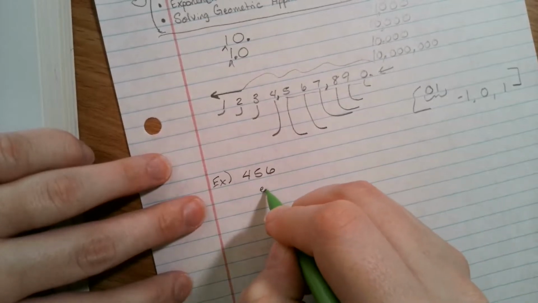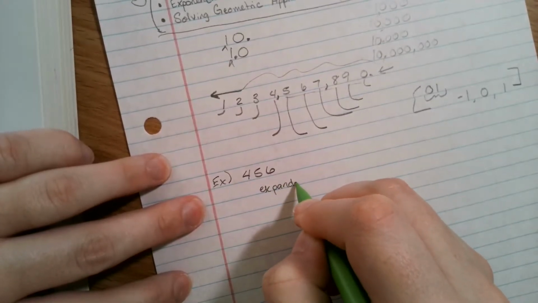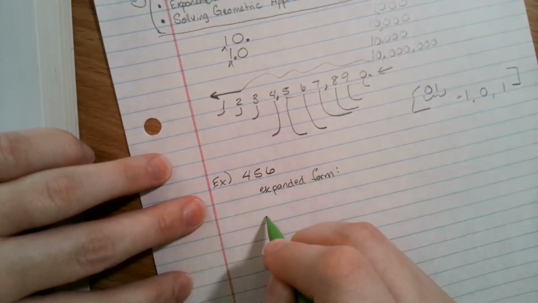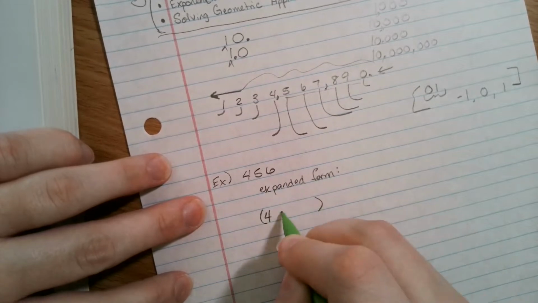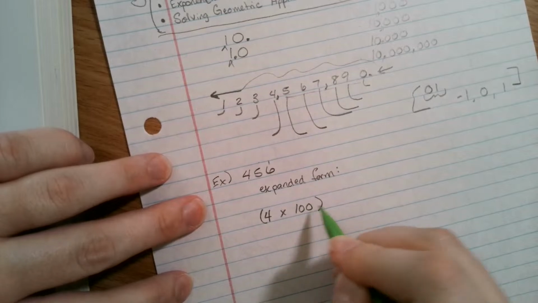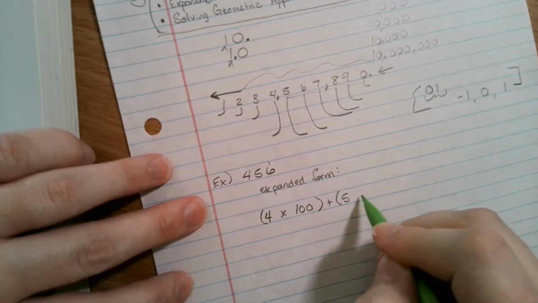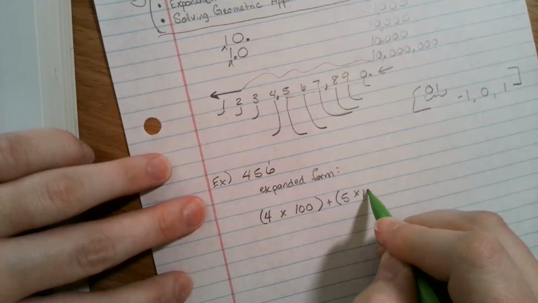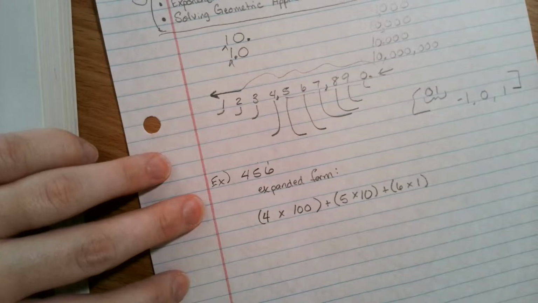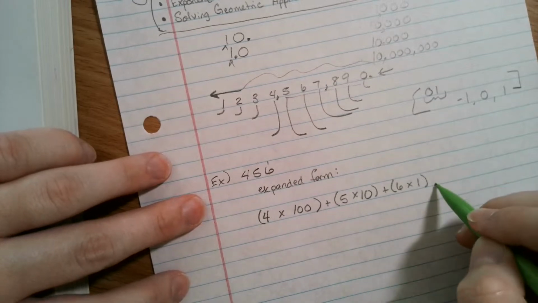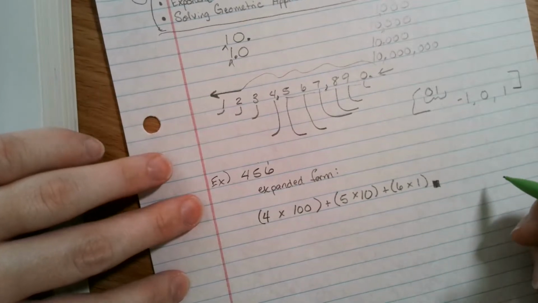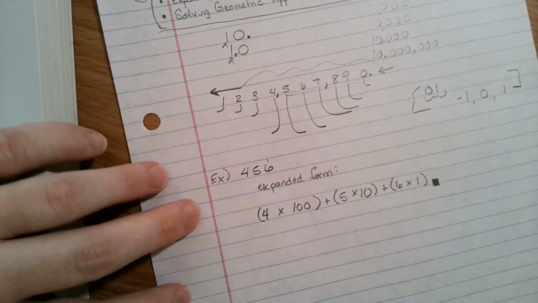So expanded form is where you have the 4 times its place value, which would be the hundreds place, plus 5 times its place value, which is in the tens place, plus 6 times its place value, the ones place. So that is expanded form. And this is just to help illustrate to us, the viewer, more in depth what is where and how much is the value.